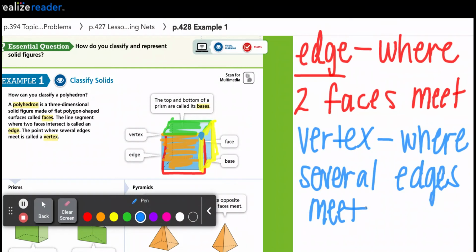And the vertex is the point where several edges meet. So that is where all, if we look at this purple dot that I'm making, well, we have one edge, two edges, three edges, all meeting at that purple vertex. So the vertex is where several edges meet.